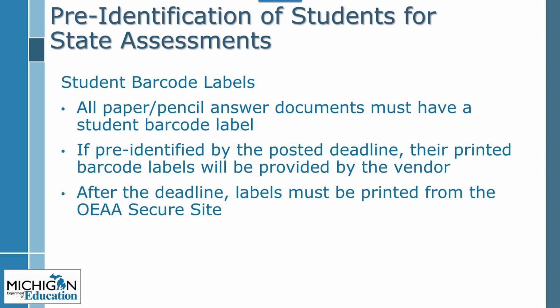Barcode labels are required for all paper pencil answer documents. You must have a student barcode label on each answer document. If you pre-identified by February 15th, then barcode labels will be printed and shipped with your initial material order. If not, then you'll have to print them from the OEAA Secure Site.